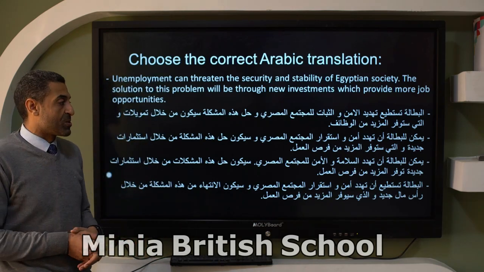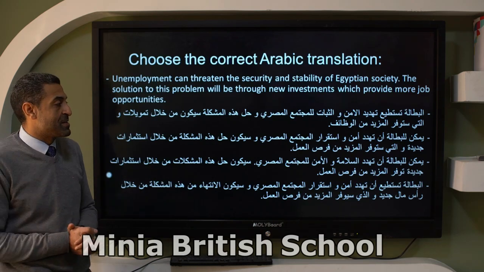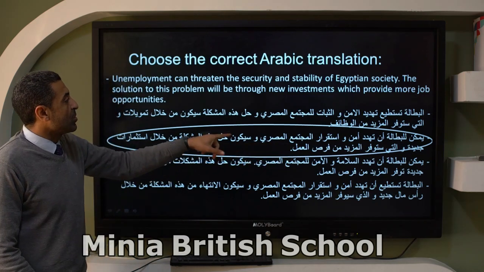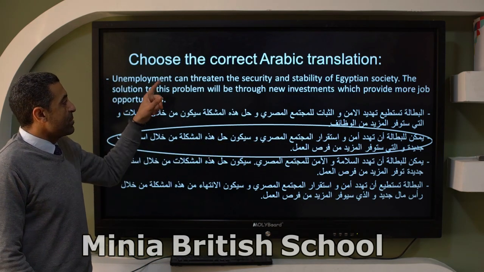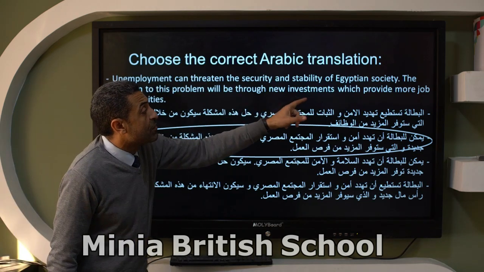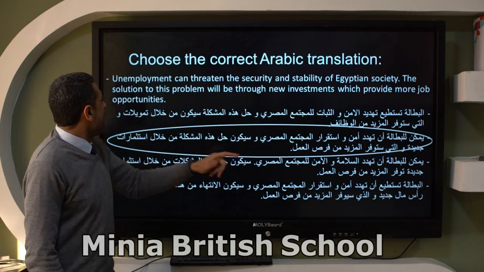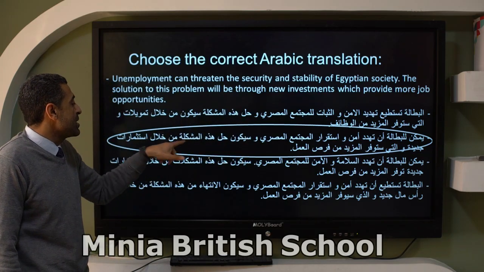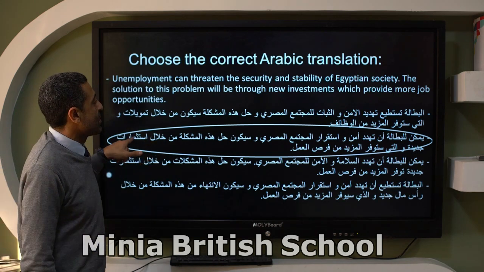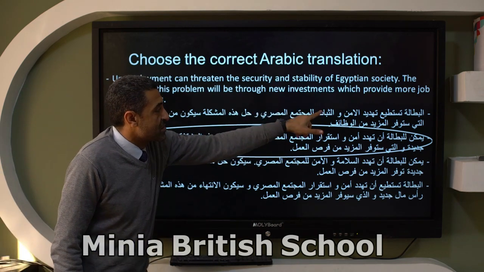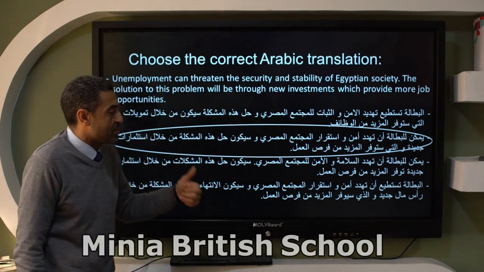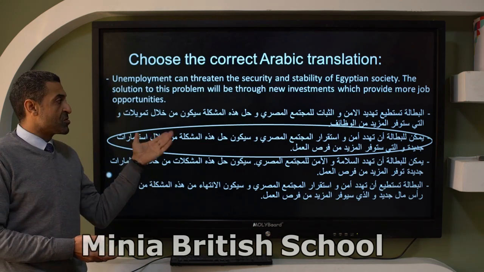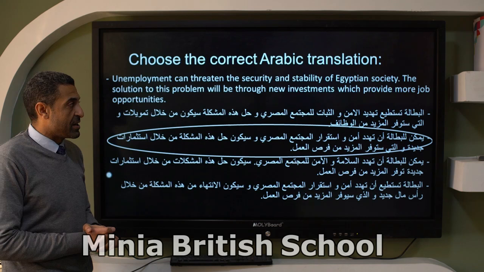Which sentence can be correct? I think the second one is the best one. Here, it says unemployment can threaten the security and stability of Egyptian society. The solution to this problem will be through investments, new investments, which provide more job opportunities. So this is the part of translation.